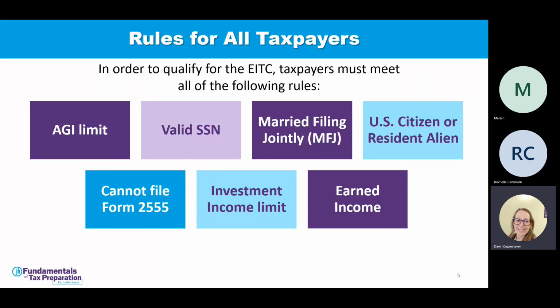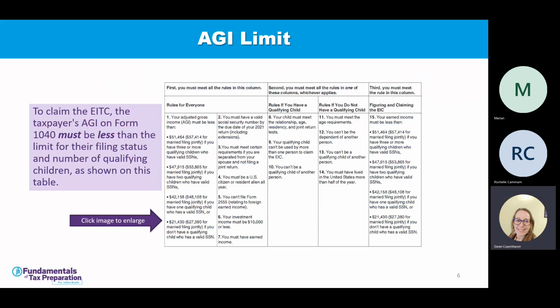Okay, so again, rules for all taxpayers. There's an AGI limit. You must have a valid Social Security number. If you're married, you have to file jointly. You must be a U.S. citizen or a resident alien. You cannot file Form 2555, which is foreign earned income exclusion. You have an investment income limit and you must have earned income. So if your only income was from unemployment or Social Security or retirement funds, you do not qualify for the earned income credit. We already kind of went over the maximum AGI limit, so the maximum the taxpayers could earn.